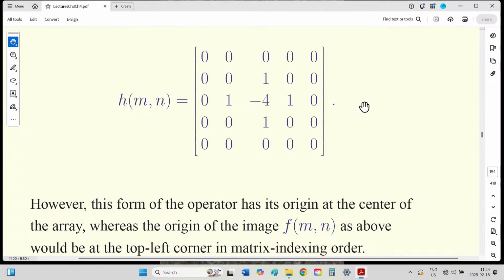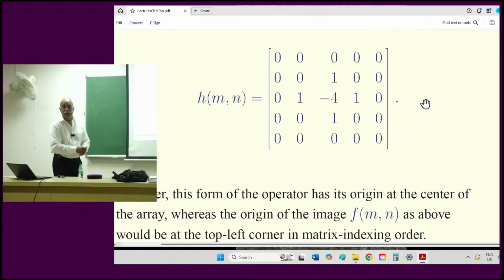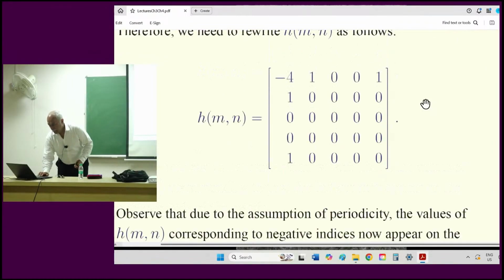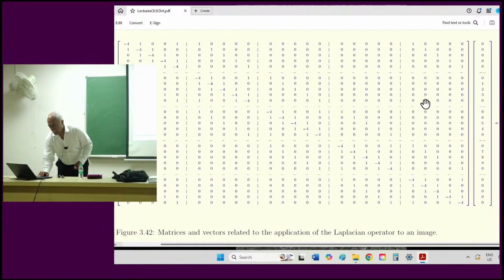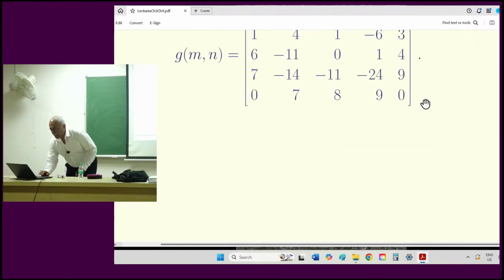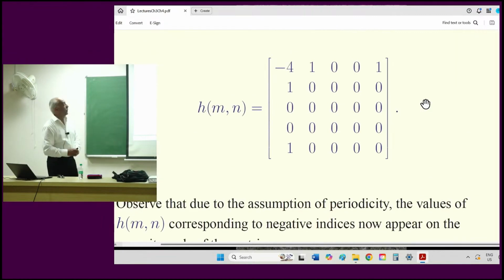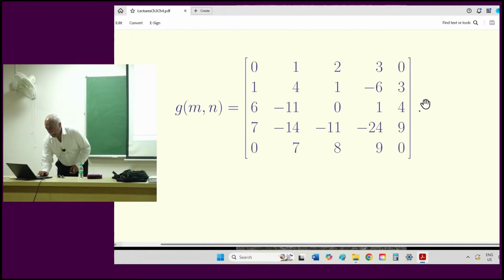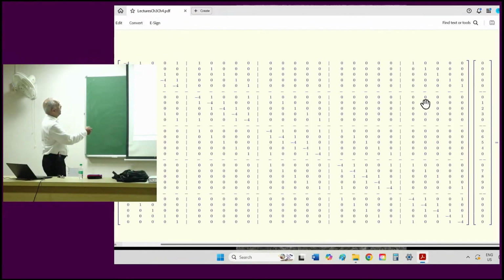You take the first row, all zeros, second row, 0, 0, 1, 0, 0, third row, 0, 1, minus 4, 1, 0, and so on, and make circulant matrices with each row. The first one is with the shifted one. The first one is minus 4, 1, 0, 0, 1. So take that as the first row, and make a circulant matrix with that.